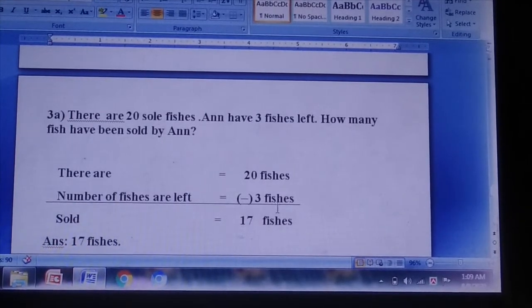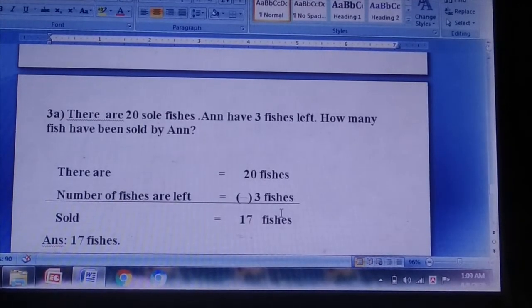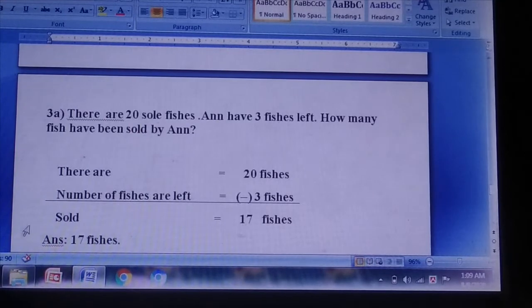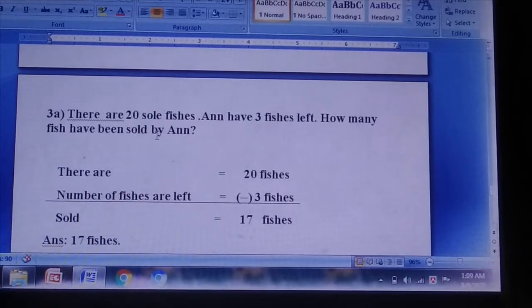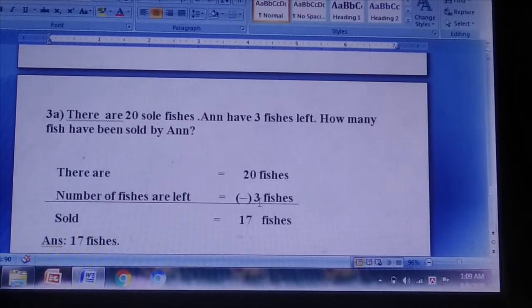Now I need to minus the number, and here I write there sold. Why do I write there sold? Because in our question it is mentioned, how many fish have been sold by Anne? That's why I write here sold. Now our upper number is 20 and lower number is 3.